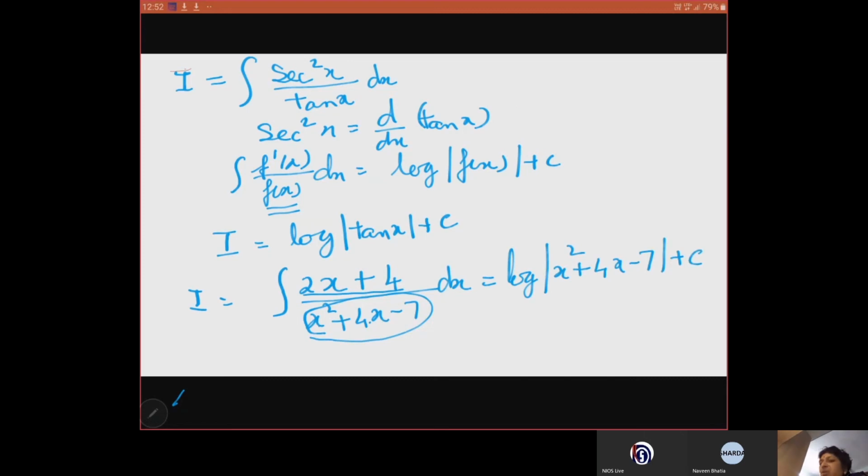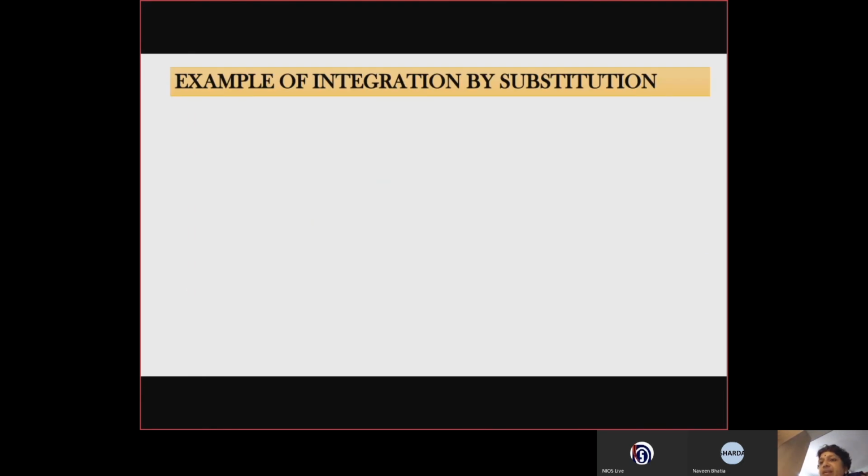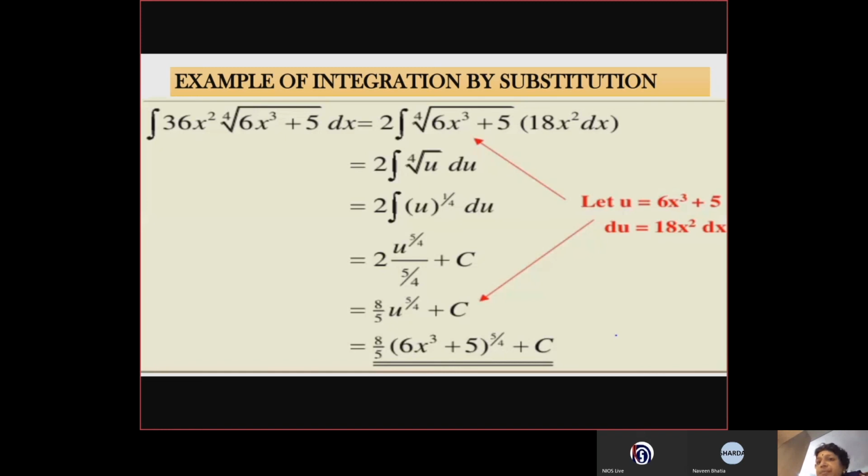Simple enough. So whenever you have a product of two functions or a quotient of two functions, that is, two functions divided, always check if one function is the derivative of the other. Okay. One more example. Now this. Here we have two functions, 36x² and the fourth root of 6x³ + 5.